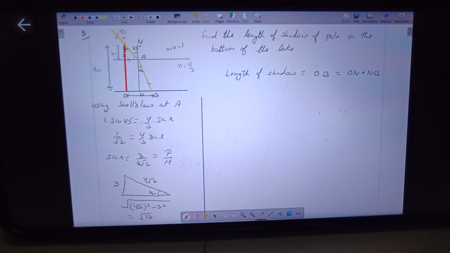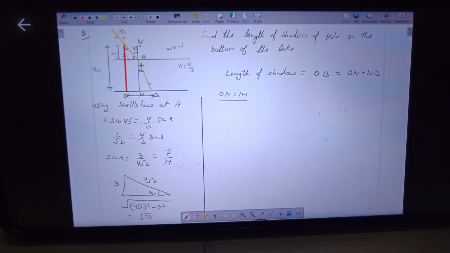Now since this angle is 45, this angle will also be 45. This is a right angle triangle, so it is an isosceles triangle, and the corresponding sides will also be equal. So this is 1, so this one will also be 1. And these two are parallel, so ON is also equal to 1. Now we have to find the value of NB.